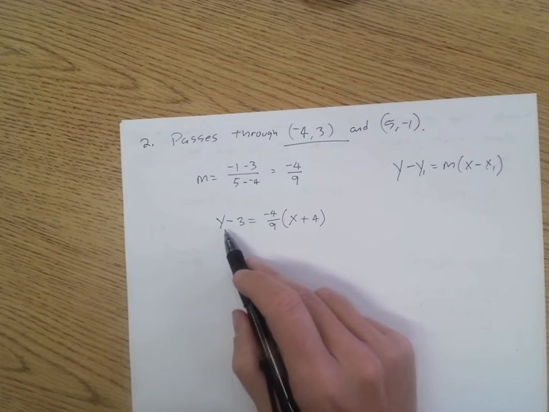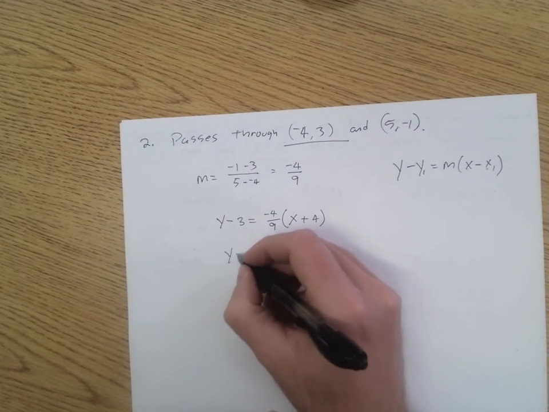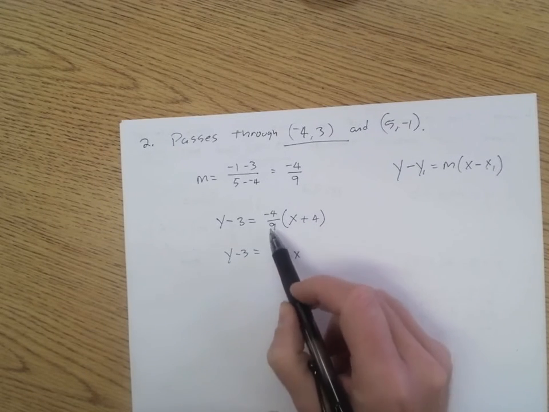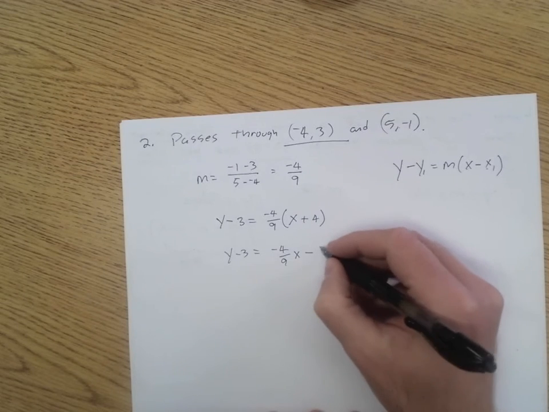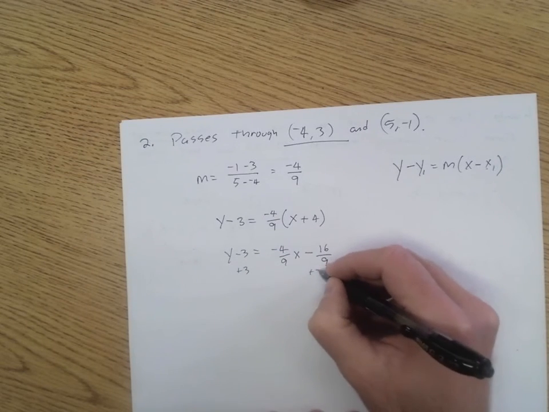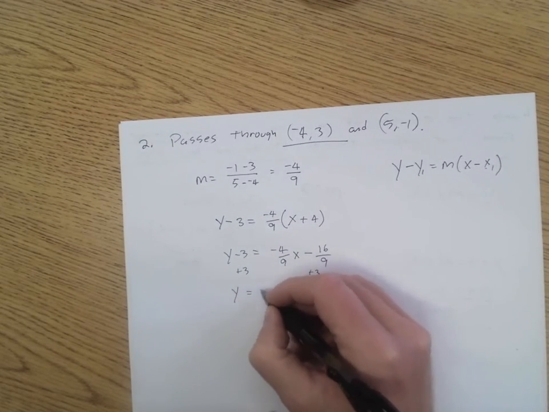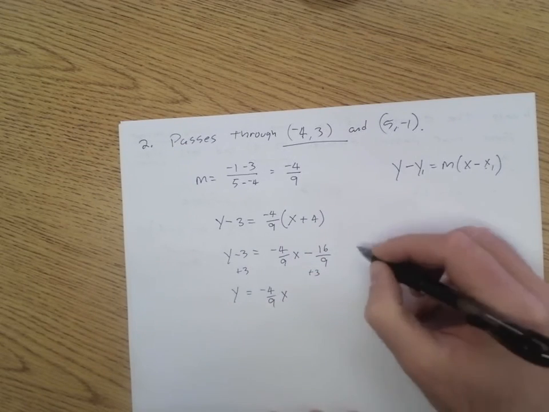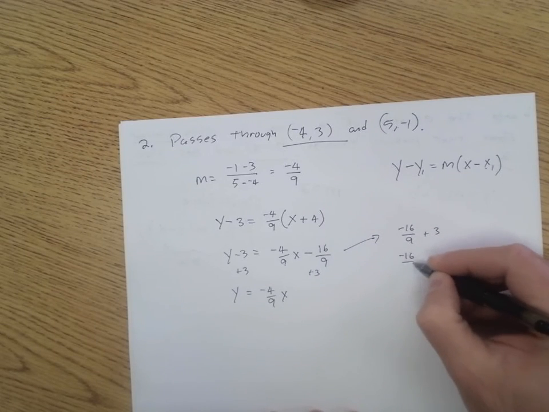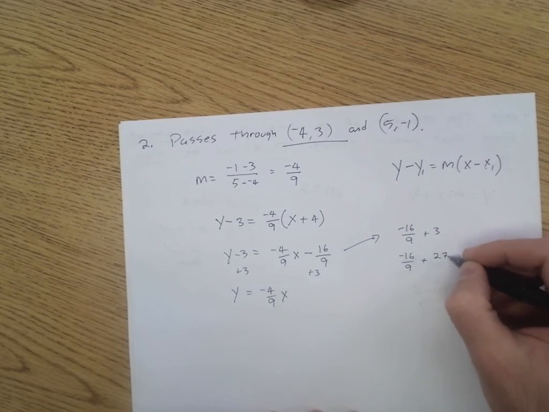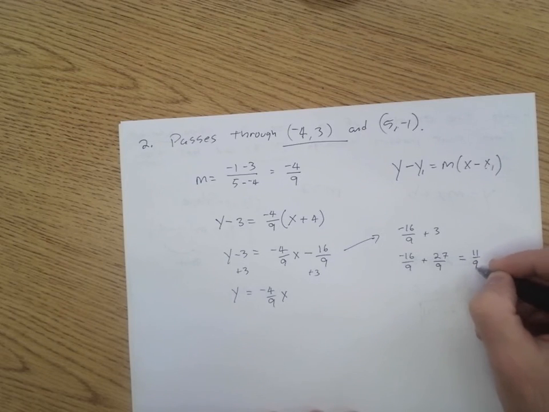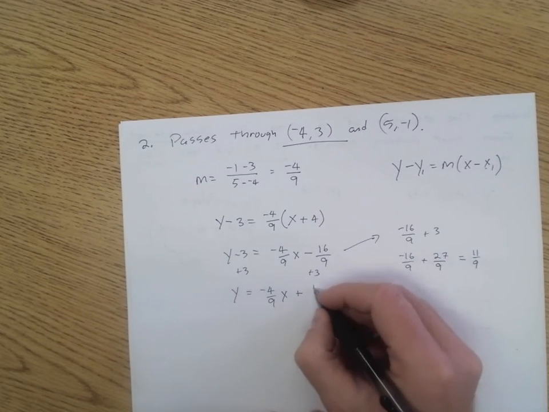Again, to get it in slope-intercept form, I'm just going to get y by itself. So I'll need to start by distributing. I'll have negative 4/9 x, and then negative 4/9 times 4 would be a negative 16/9. And then I'm just going to add 3. My answer is a fraction here, so let me do the work over here. I'm going to take negative 16/9 plus 3, which is negative 16/9 plus 27 over 9, which is equal to 11 over 9. So my final answer is y equals negative 4/9 x plus 11/9.